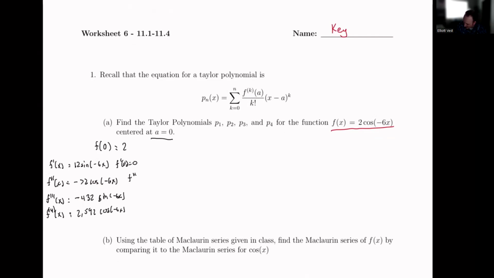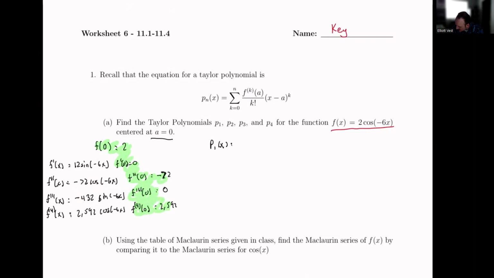All right, what is the double prime at 0? Plugging in 0 here, I get negative 72. What is the triple prime at 0? I get 0, because sine of 0 is 0. And what is the fourth prime at 0? That is 2,592, like that. So these are my f of a, f prime of a, f double prime of a, f triple prime of a. So we can use these to find all these P's.